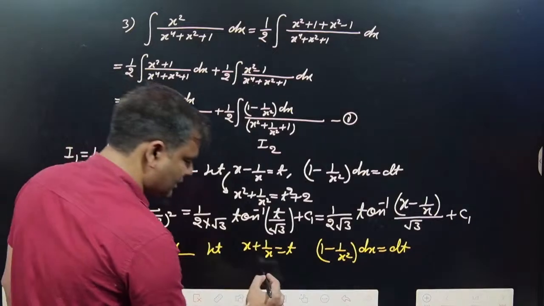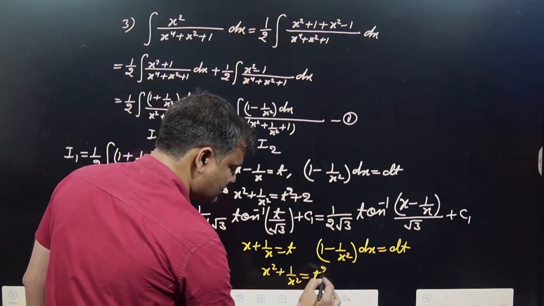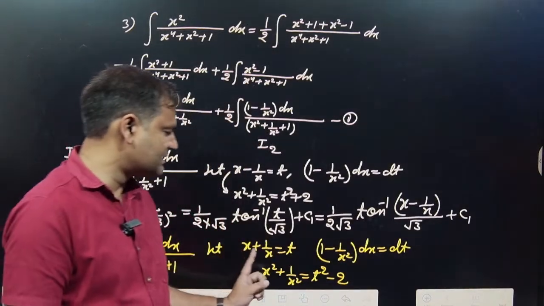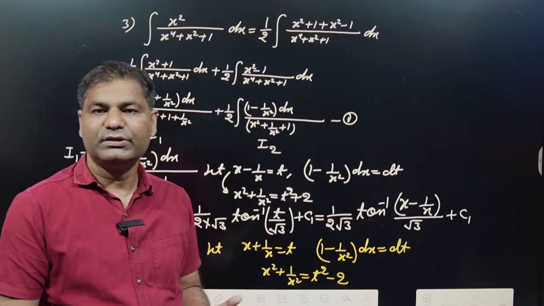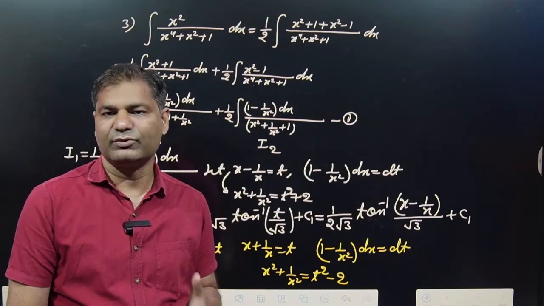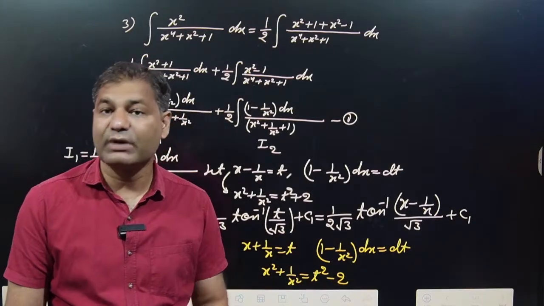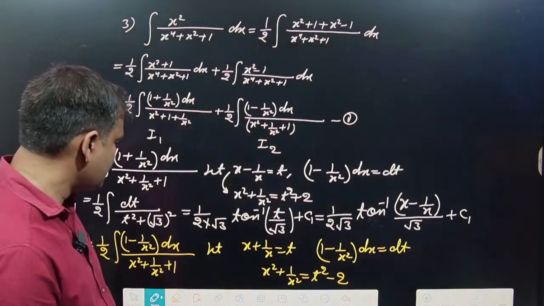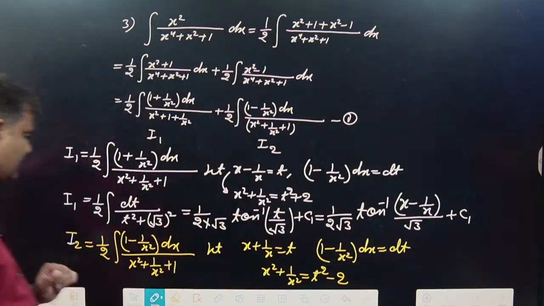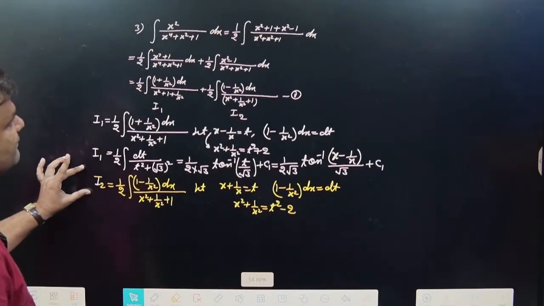Squaring both sides, then we get how much? x square plus 1 upon x square plus 2 is equal to t square. So you can say that x square plus 1 upon x square is equal to t square minus how much? These two going to this side, then we get t square minus 2. Okay. So that part is replaced to t square minus 2. Then we get how much? Look here very carefully.